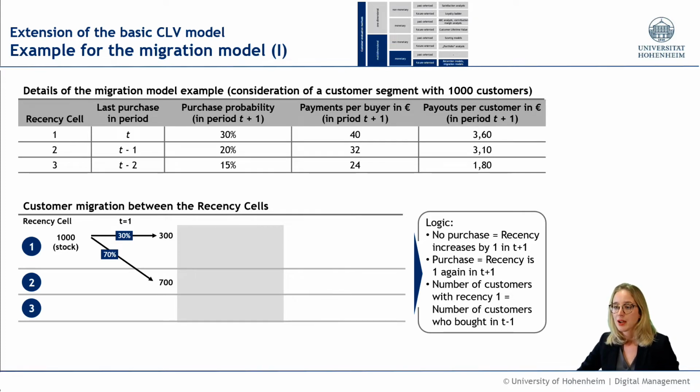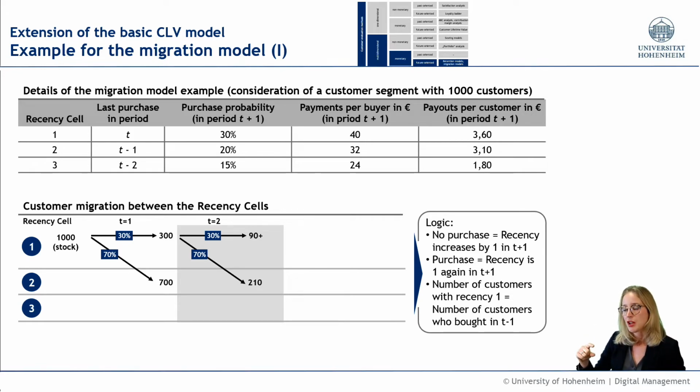So let's have a look at the next field. Again, it's the same as we just did. From the 300 customers, 30% are likely to rebuy in the next period and 70% are not likely to rebuy, so they won't rebuy at the company, yielding 210 customers. But this was just the first step. So we still have the 700 in the second recency cell, which we need to consider in this calculation here.